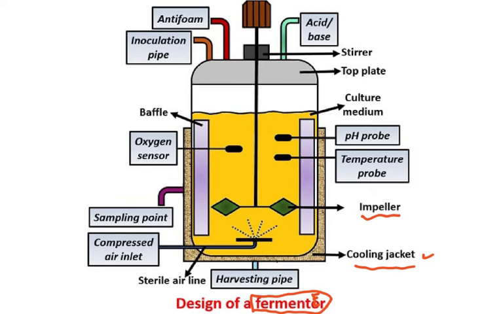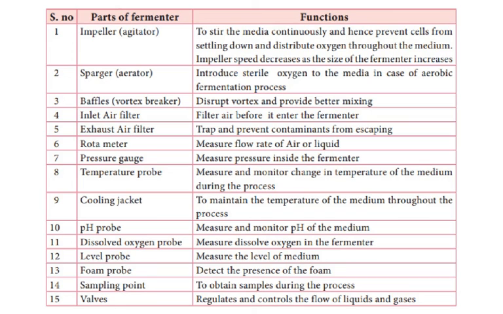Now this is an impeller. I'm just going to give you the definitions later on. Then there's a temperature probe. Then there's a pH probe. Then this is the culture medium, which is the nutrient solution which we have put in for them to multiply. Then this is a top plate. Then this is a stirrer. Then this is an acid base pH sensor. Then anti-foam, inoculation pipe, baffle, oxygen sensor, sampling point, compressed air inlet, and then sterile air line, right?